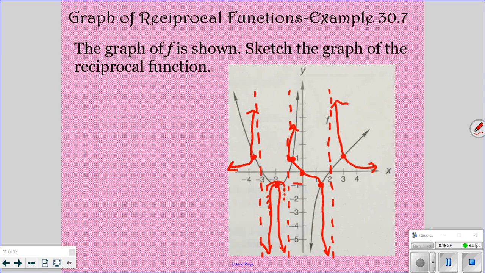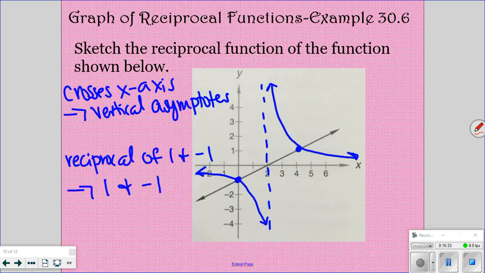So hopefully you remember doing reciprocal functions. Again, these are the two rules that you need to remember. When you cross your x-axis, you change it into a vertical asymptote, and then the reciprocals of 1 and -1 are still 1 and -1.